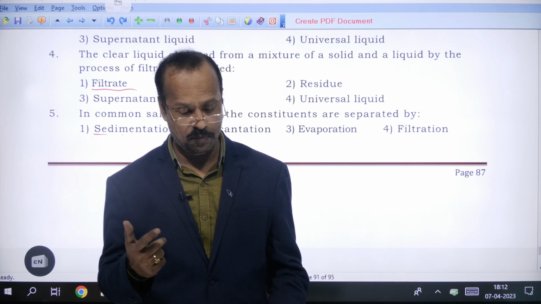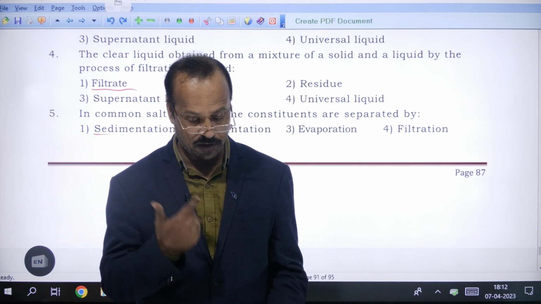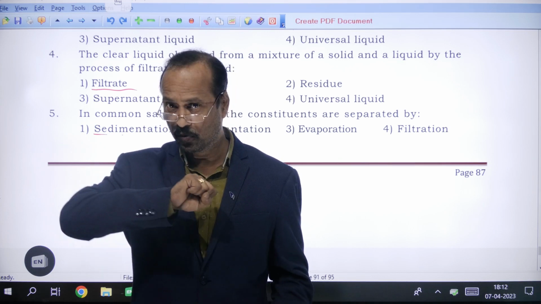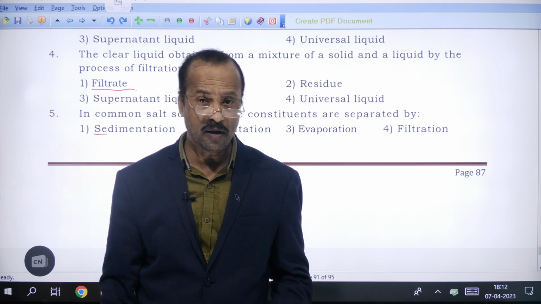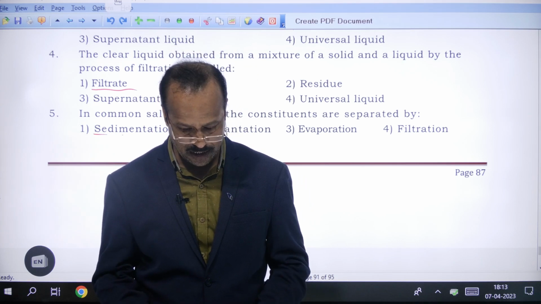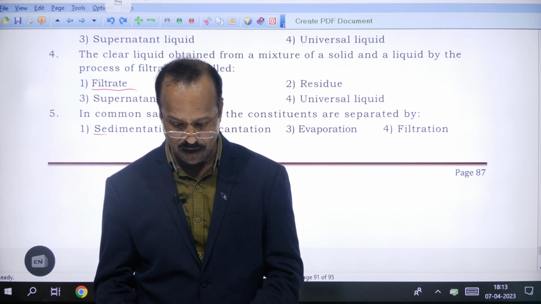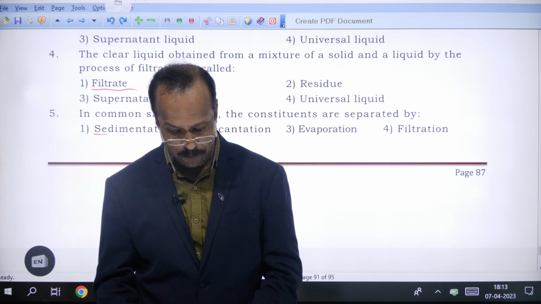So what happens during this? During this, centrifugal force develops, and this centrifugal force pushes the water molecules away from the clothes, right? So clothes get dried. So these are the questions, and of course we can do exercise 1 also.